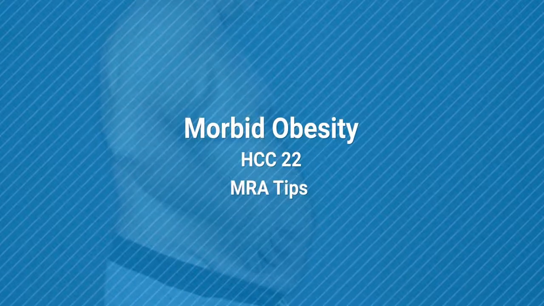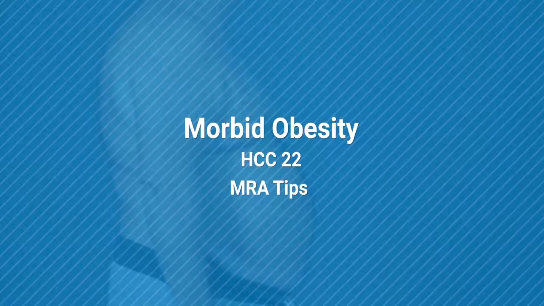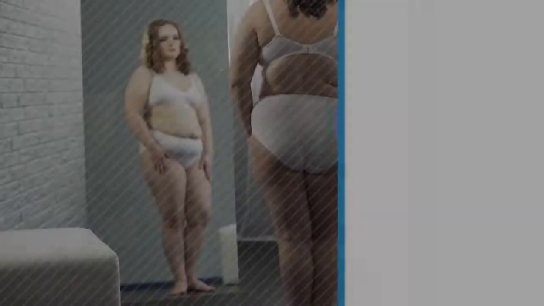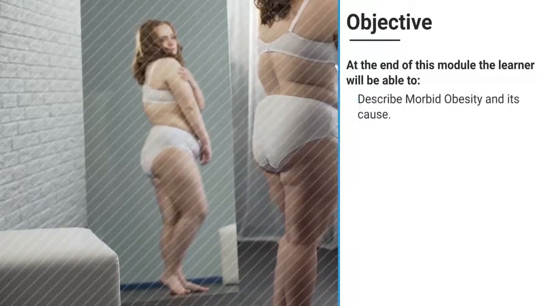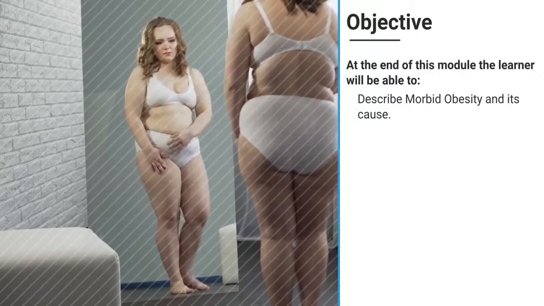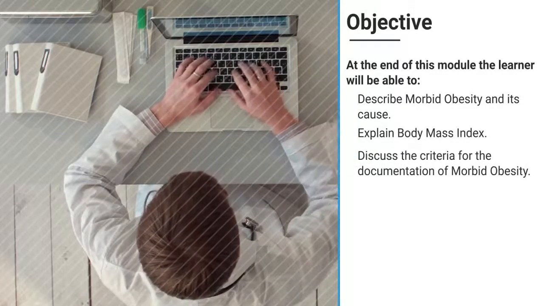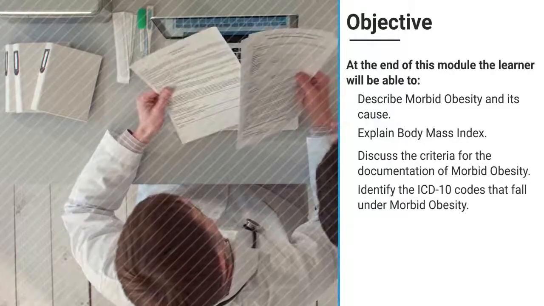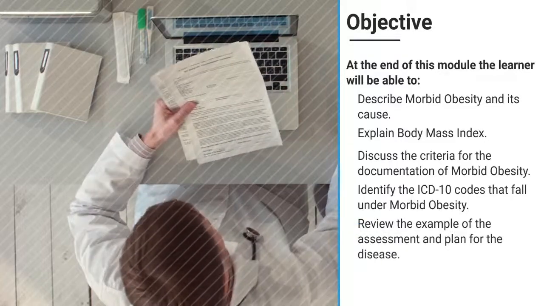This module has been developed specifically for MRA reviewers as a refresher on diagnosis criteria, documentation, and coding of morbid obesity. At the end of this module, the learner will be able to describe morbid obesity and its cause, explain body mass index, discuss the criteria for the documentation of morbid obesity, identify the ICD-10 codes that fall under morbid obesity, and review the example of the assessment and plan for the disease.